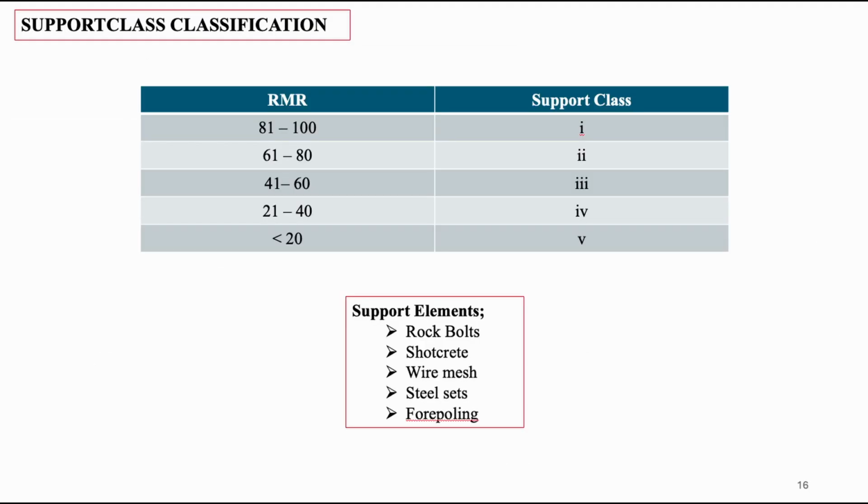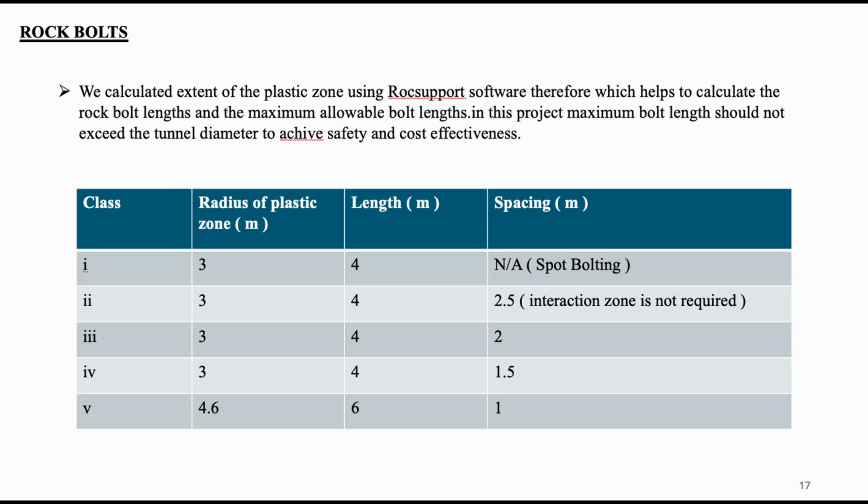Slide number 16 shows support class classification according to RMR values, and all the support elements are shown below. Rock bolts. First, we look into rock bolts. We used grouted rock bolts for the first 4 classes, and for the 5th class, we used self-drilling bolts due to unstable ground conditions. This table shows all the lengths and spacings of the rock bolts.